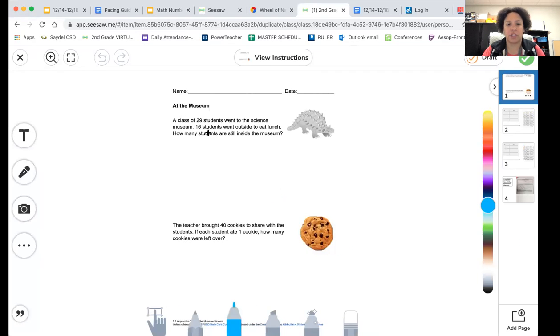Notice there are two questions for you to solve. The first one is what we just read. A class of 29 students went to the Science Museum. 16 students went outside to eat lunch. How many students are still inside the museum? The second question says, the teacher brought 40 cookies to share with the students. If each student ate one cookie, how many cookies were left over? So you might have to use some information from the first question to answer this second question. Again, you will show your work.